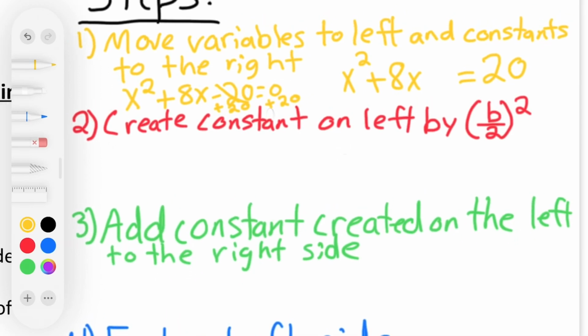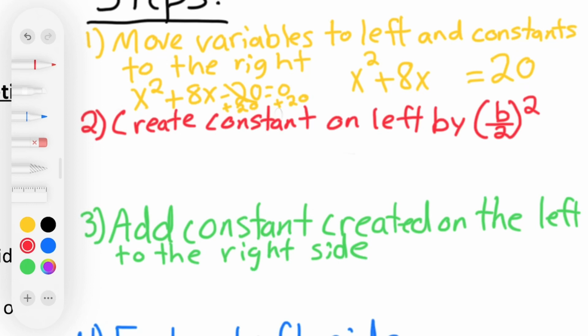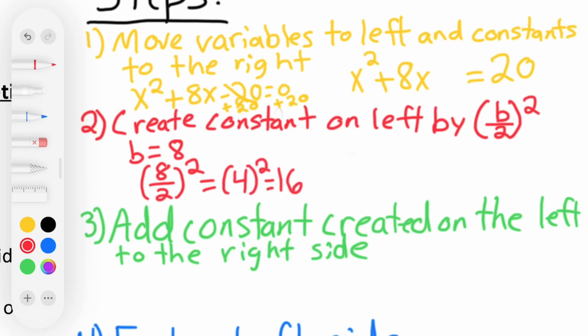Alright, and then we're going to create a constant on the left side. So again, this is if we could not find our magic numbers. This is called completing the square. So we're going to take our b, in this case our b equals 8. So we have 8 divided by 2 squared. So that's 4 squared, which is 16. So within this step 2, we have x squared plus 8x plus 16 equals 20.